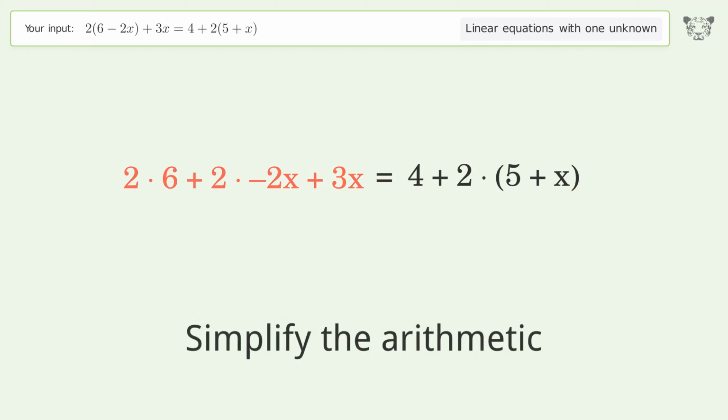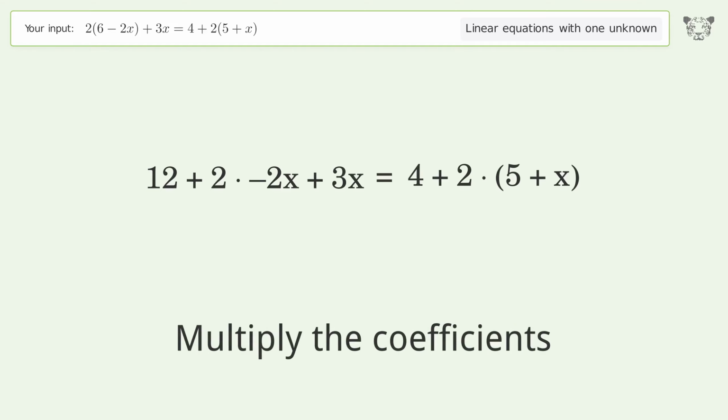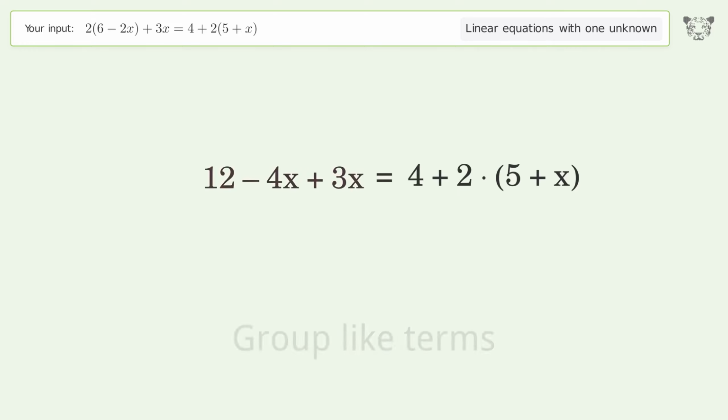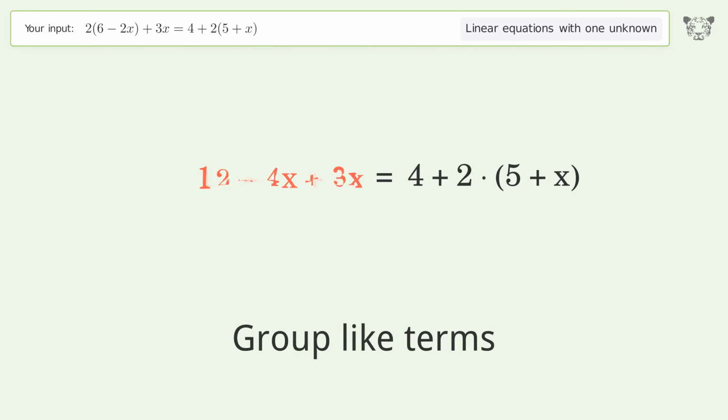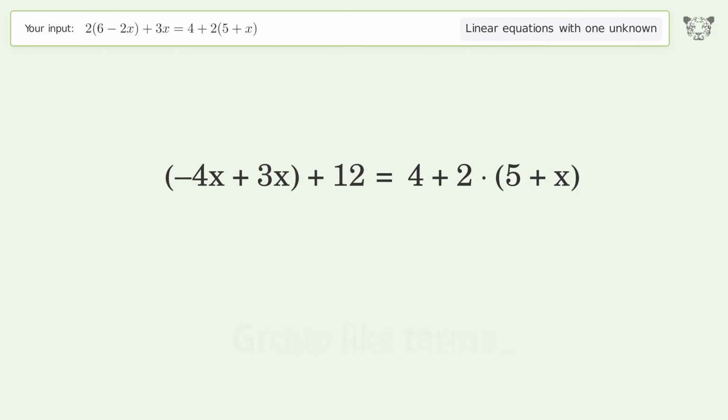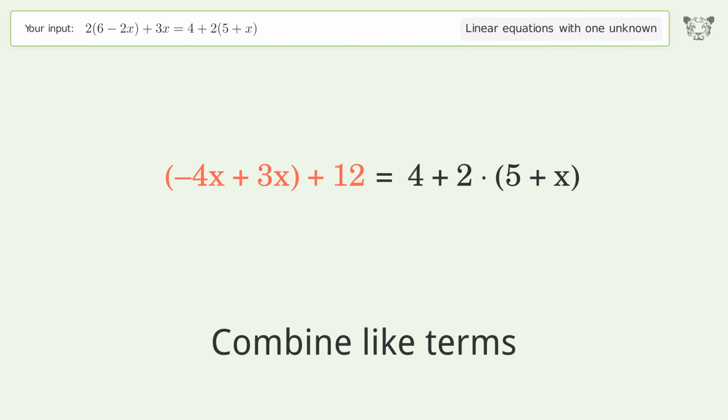Simplify the arithmetic. Multiply the coefficients. Group like terms. Combine like terms.